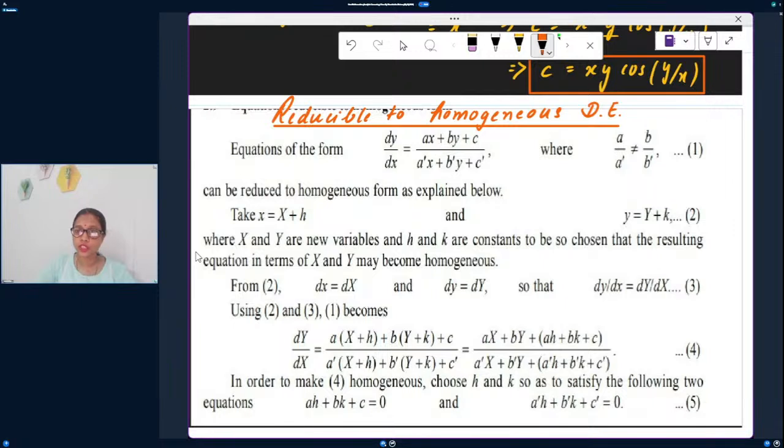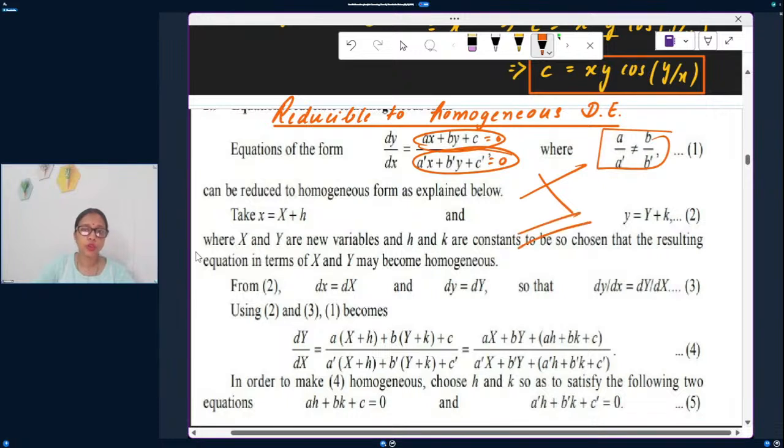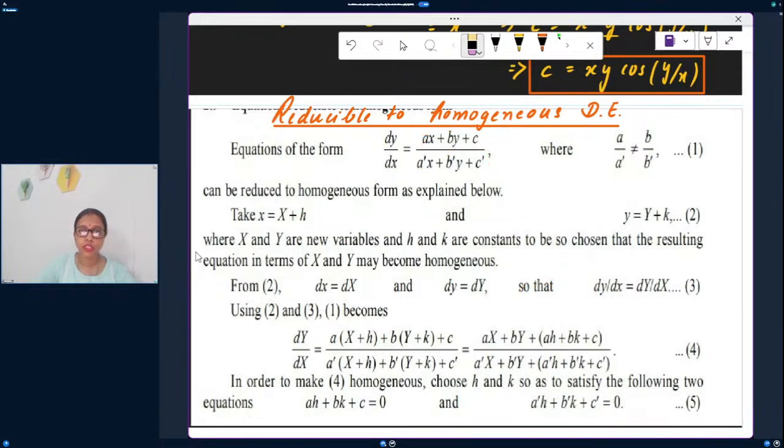Actually, this condition must remind you about solving two equations. We used to check whether they are intersecting lines or parallel lines or coincident lines. We don't find a solution in parallel or coincident lines. We only find it in intersecting lines, and that is the condition: a by a dash not equal to b by b dash. So why do we need that? Let's see through a question.